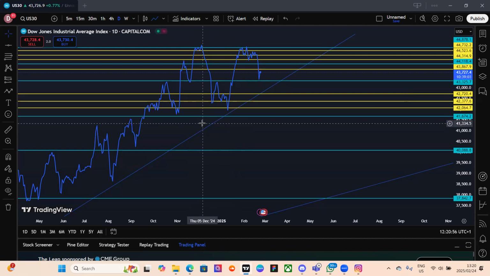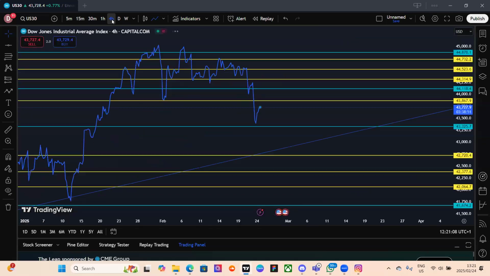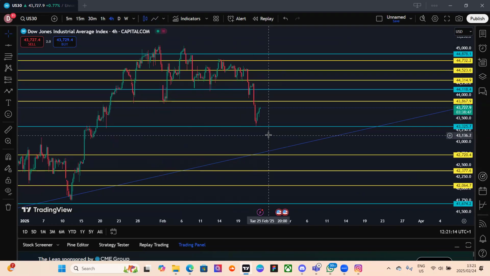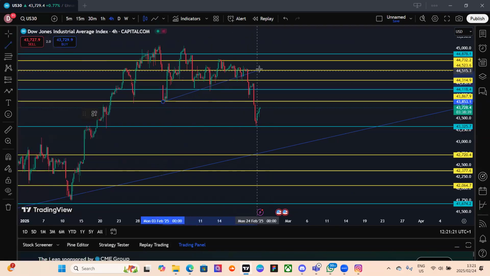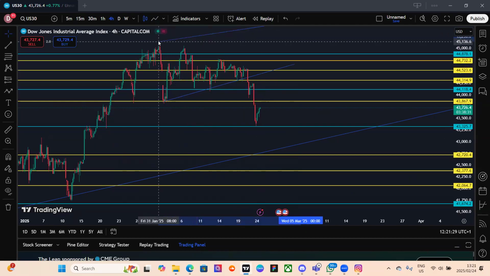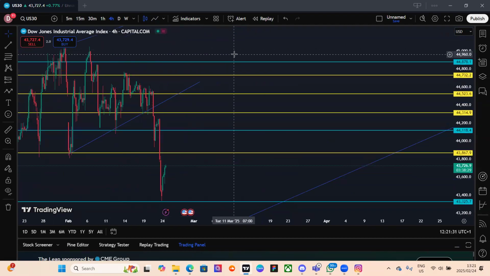Okay, so with US30, we're just going to zoom in on the 4 hour quickly and change to the 4 hour time frame. With US30, I saw a triangular pattern forming. So this is what I was seeing.